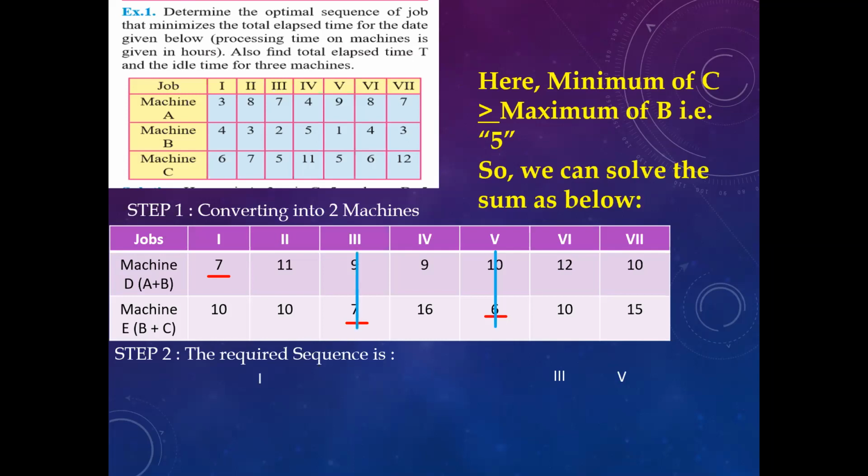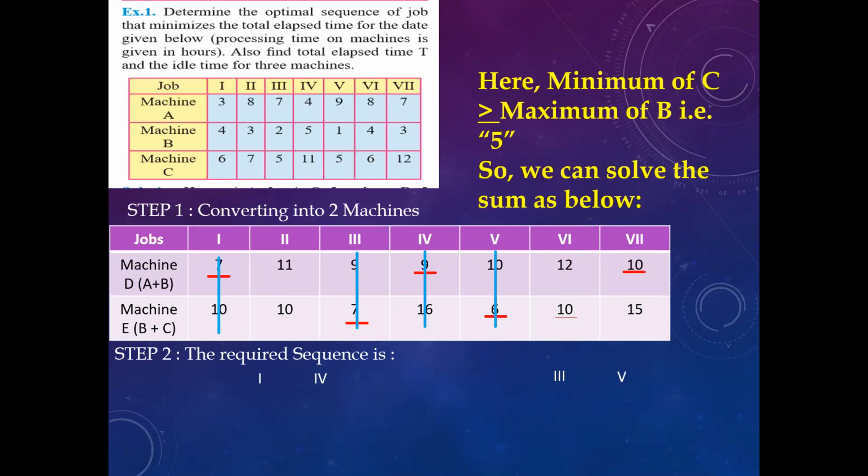After that you will cancel both the columns. After minimum number 7, the next minimum number is 9. Now 9 belongs to the first row, so the fourth job will be assigned in the front like this after 1. And then you will cancel that particular column.